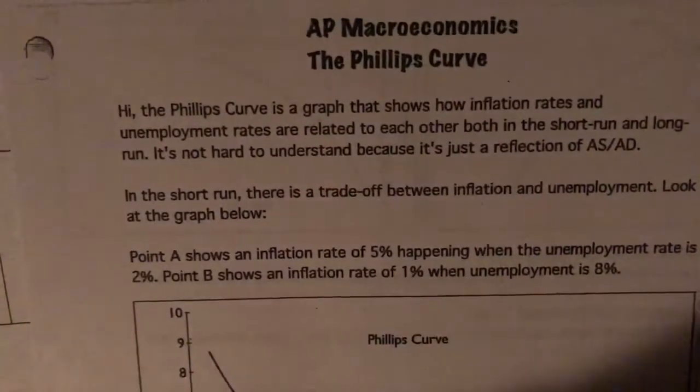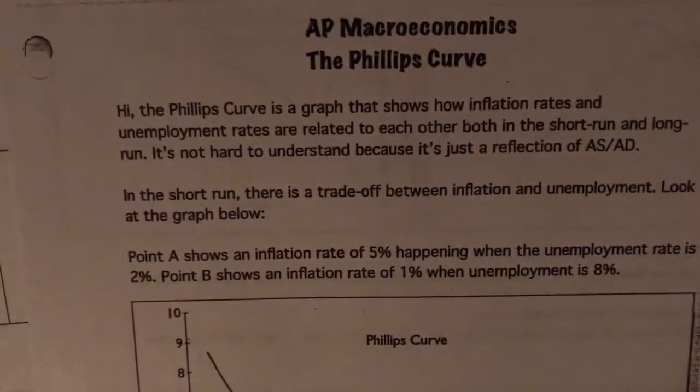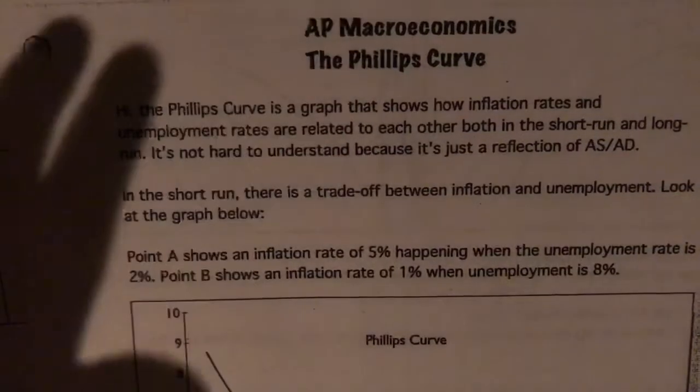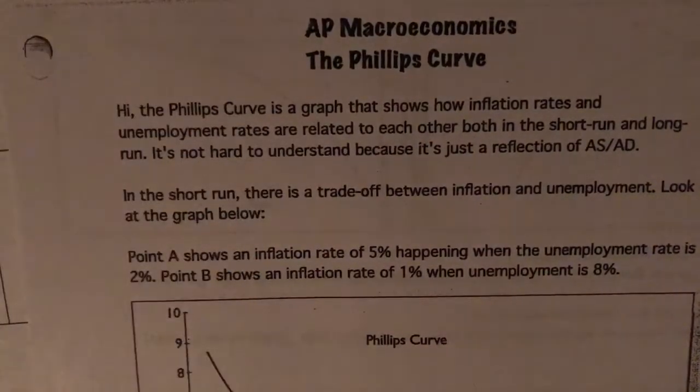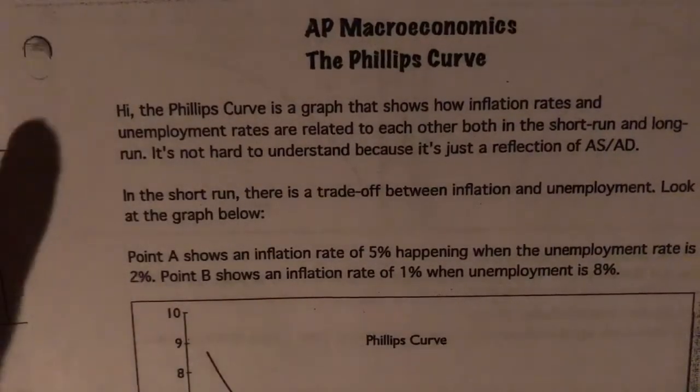Hey guys, what I'm going to go over: I know I was looking at graphs and moving the aggregate supply, short run aggregate supply and long run aggregate supply, to show you a recessionary gap and an expansionary gap. Well, there's one curve that does it all, and it's called the Phillips curve.